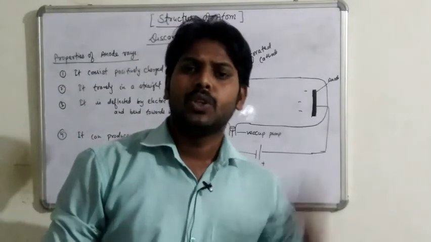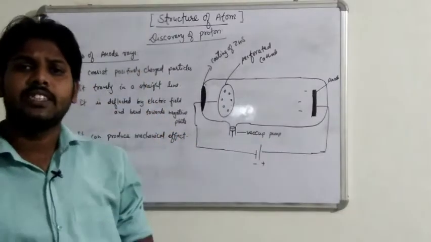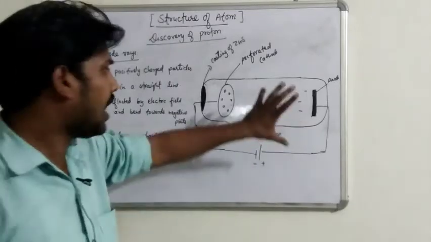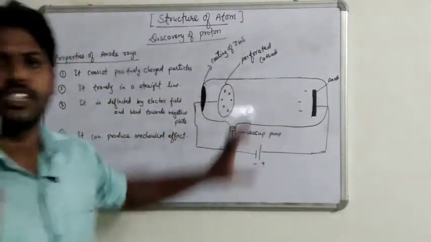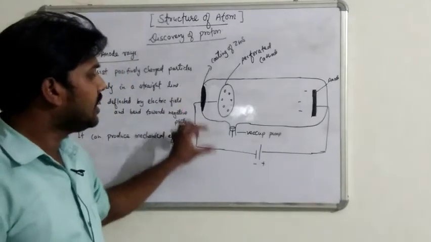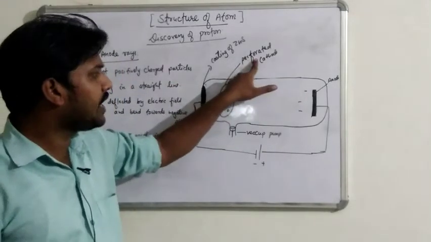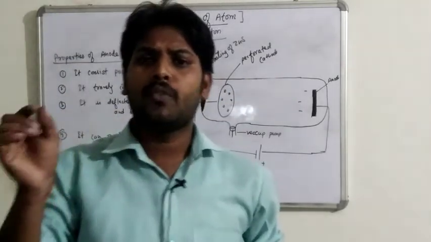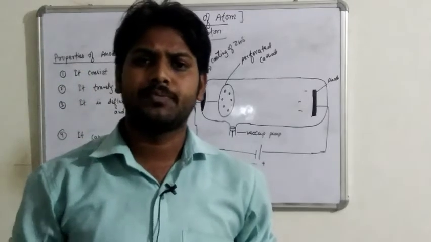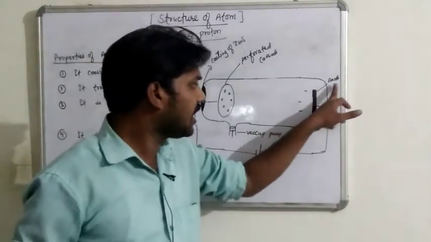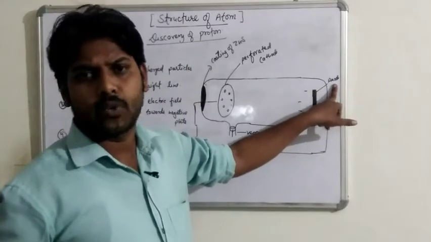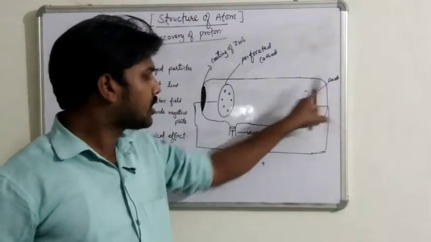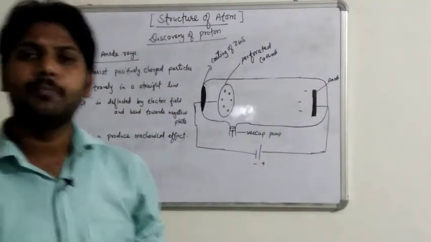So Goldstein was a scientist, students. He took a discharge tube made of hard glass, and in this he took a perforated cathode. Perforated cathode means there are a number of holes in the cathode electrode. And second, he took an anode electrode. The cathode was connected to the negative terminal of the battery and the anode was connected to the positive terminal of the battery.